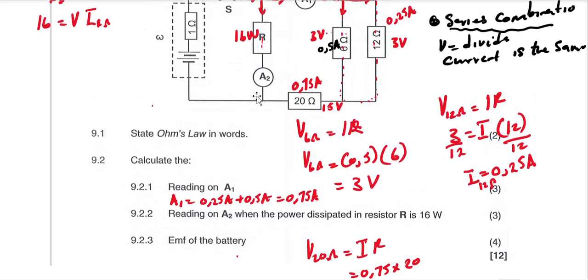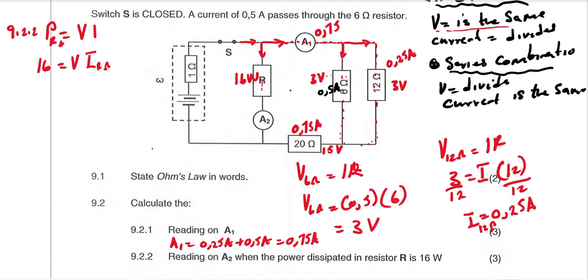So now, since we have 15 V here, what do we know about the voltage? The voltage here is 3, and then it is also 3. That's why. And then here we have 15. If we say this 3 plus this 15, it is the same as the voltage of this resistor R.